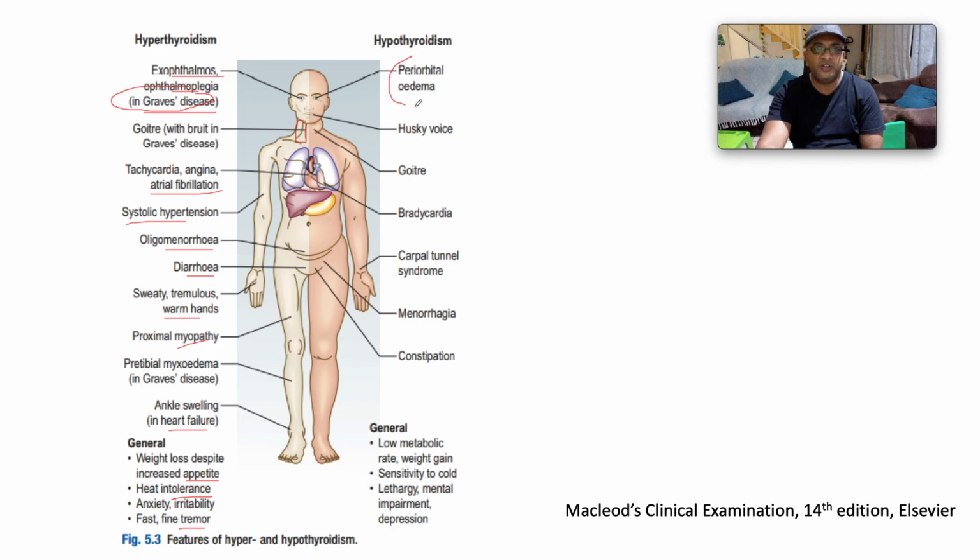But essentially, these patients have periorbital edema, they have the Queen Anne sign, they have a husky voice, goiter, bradycardia, carpal tunnel syndrome and other entrapment neuropathies, menorrhagia, and constipation. And in general, they have a low metabolic rate with weight gain, sensitivity to cold, lethargy, mental impairment, and depression.